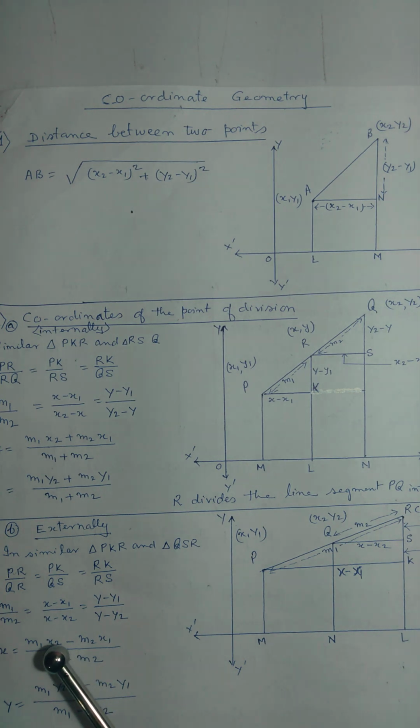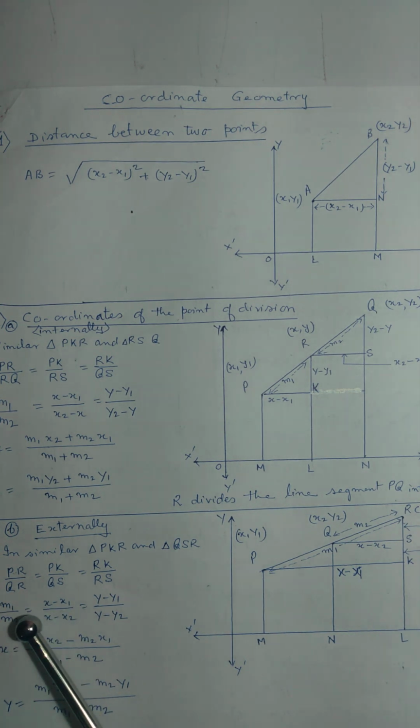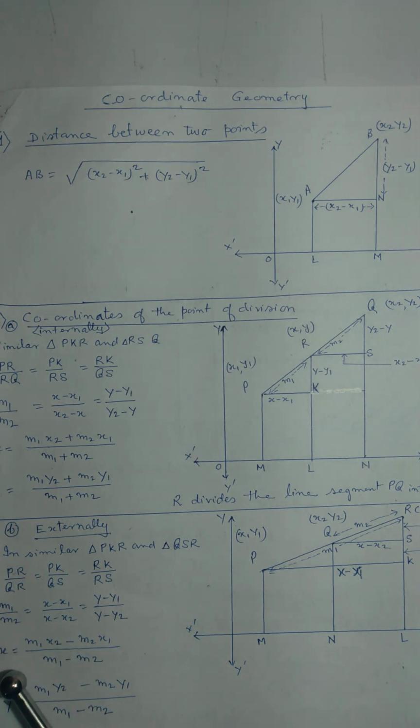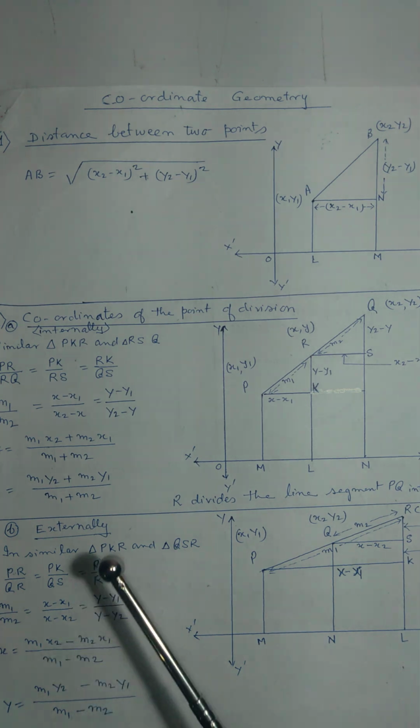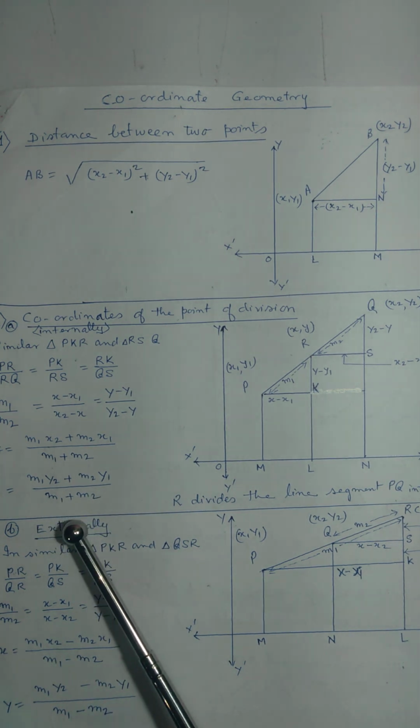So just by cross multiplying, if you want to find out the first and second part, you just cross multiply and find out the value of x. That will be equal to (m1 x2 minus m2 x1) whole divided by (m1 minus m2). For y, the ordinate, that is (m1 into y2 minus m2 into y1) upon (m1 minus m2). So a very important point in this formula is that in the denominator there is a minus and in the numerator also there is a minus.